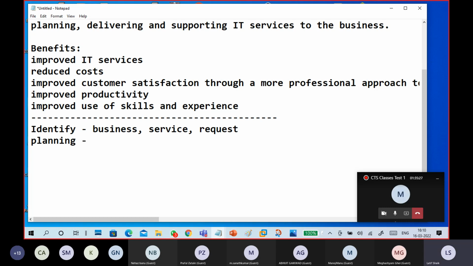Planning. Plan how to provide this business, how to give this business to the customer, how to create that business. So we need a shop, we need equipment, we need technology, we need an investment. So that is important.